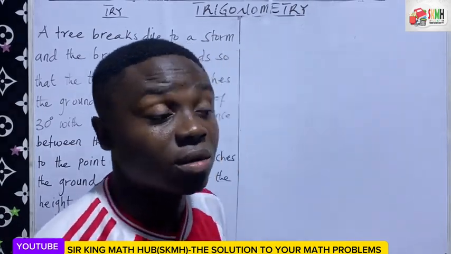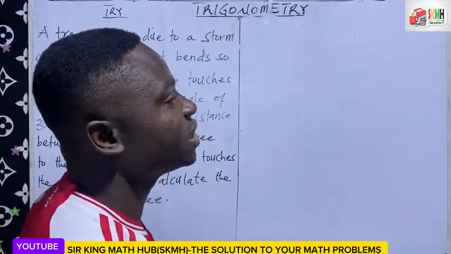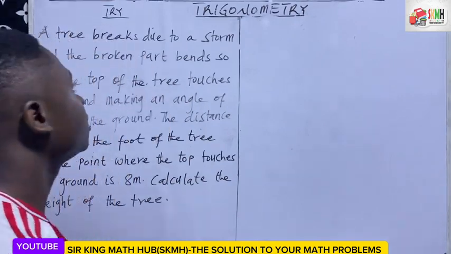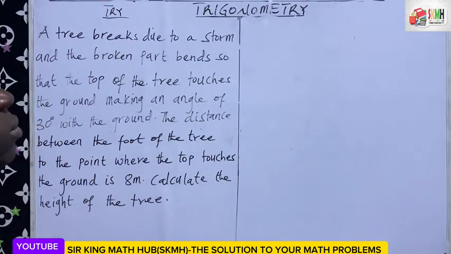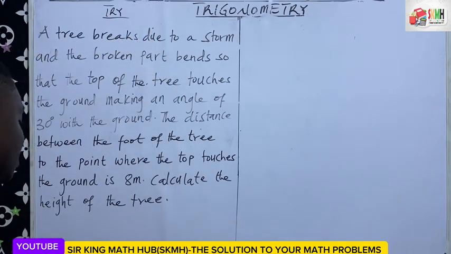Still on trig, application of trig. This is our last question in the application of trig. I read, a tree breaks due to a storm and the broken part bends so that the top of the tree touches the ground, making an angle of 30 degrees with the ground. So we can quickly represent the first statement.